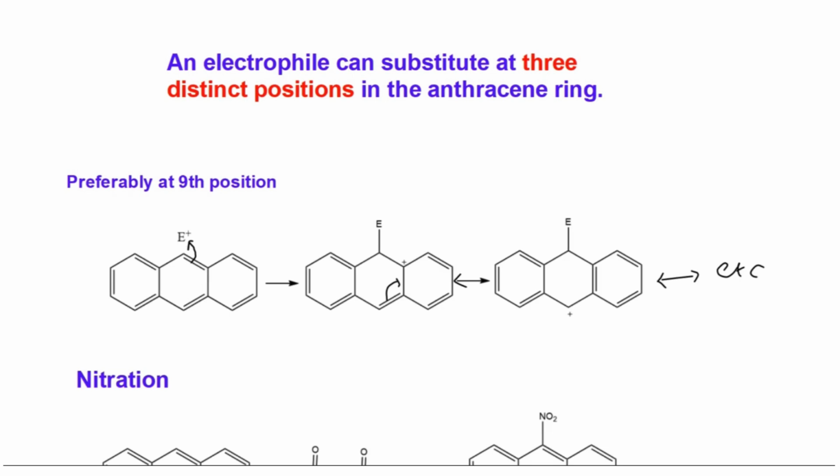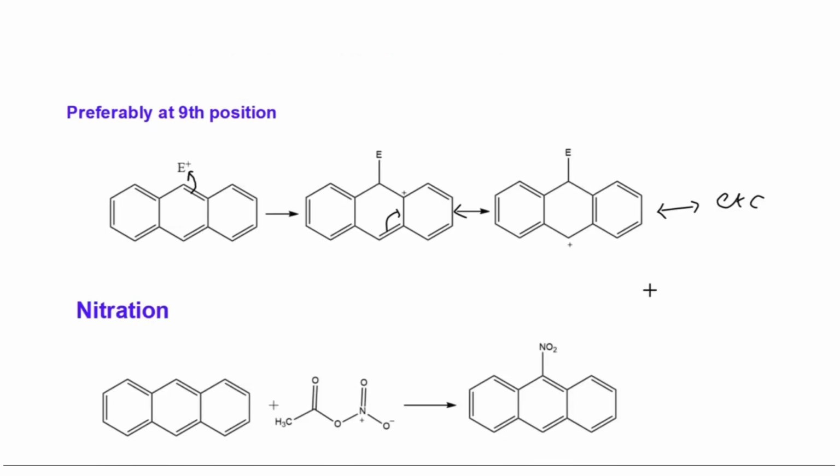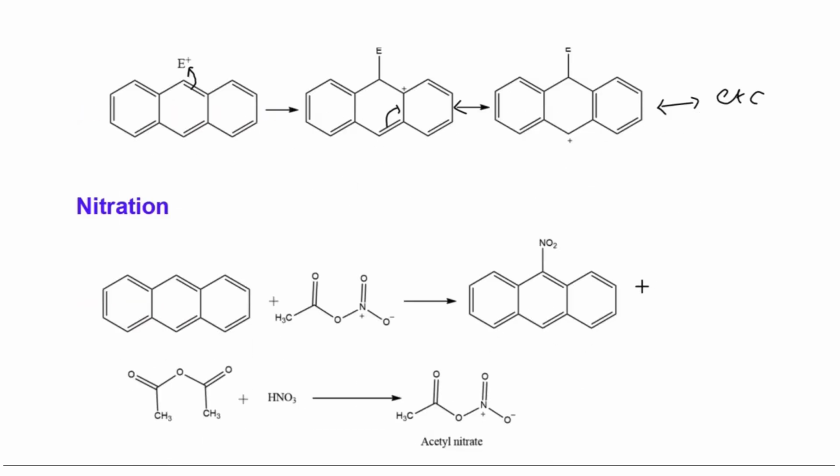Now we are going to see different types of electrophilic substitution reactions. Listen carefully. First we are going to see the nitration reaction. Generally we took the nitrating mixture, nitric acid and sulfuric acid, but here we are taking acetyl nitrate. When we are reacting acetyl nitrate with anthracene, this nitro group has been substituted.